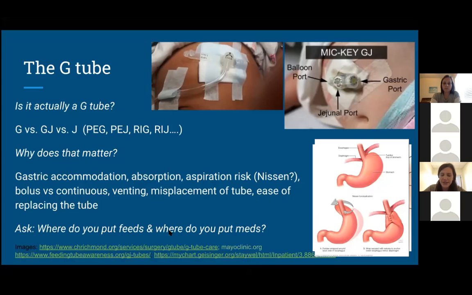So a patient who has just a simple G tube, it's very easy to replace. A patient who has a J tube, that is more of a surgical or IR type procedure to get it back in the right place.